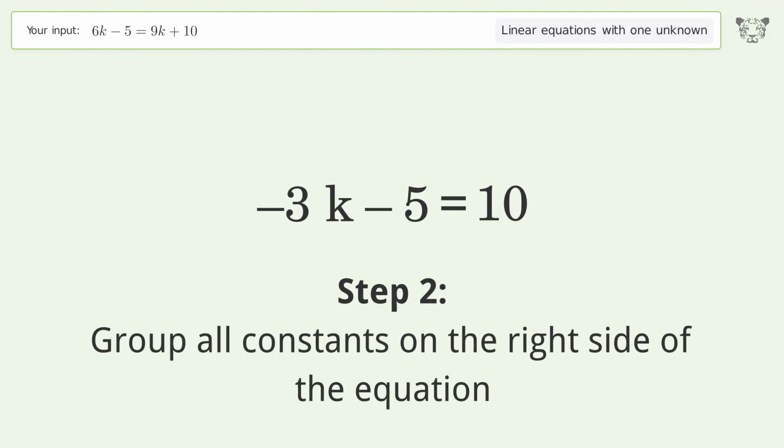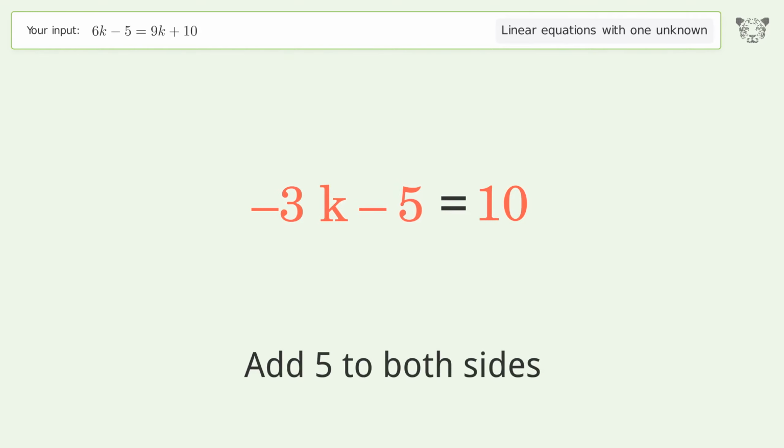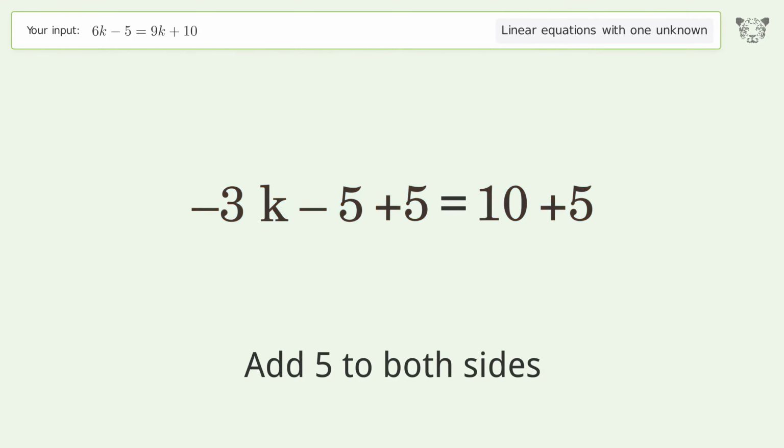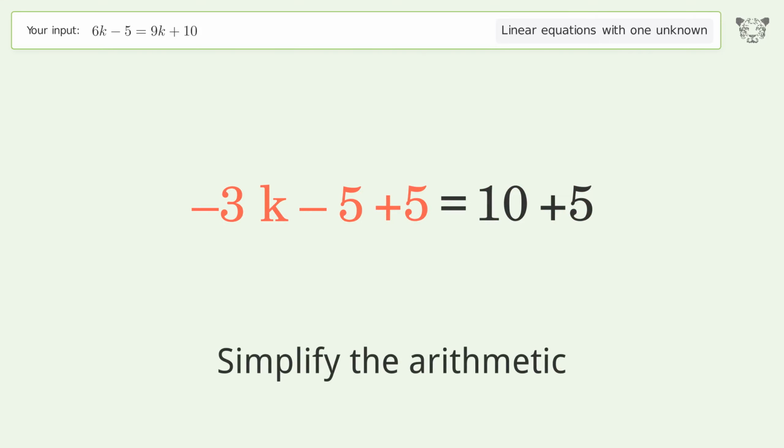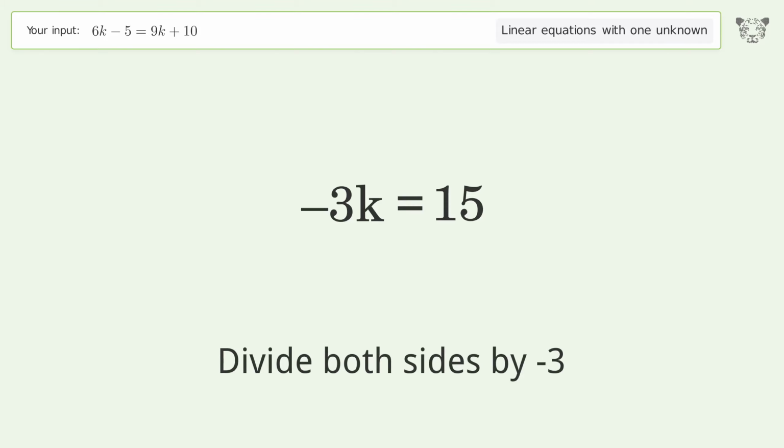Group all constants on the right side of the equation. Add 5 to both sides. Simplify the arithmetic. Isolate the k. Divide both sides by -3.